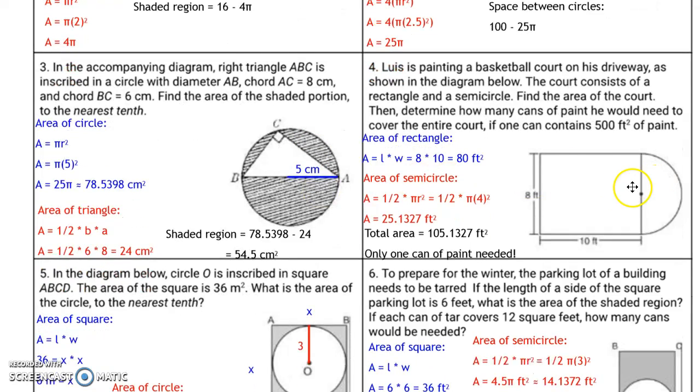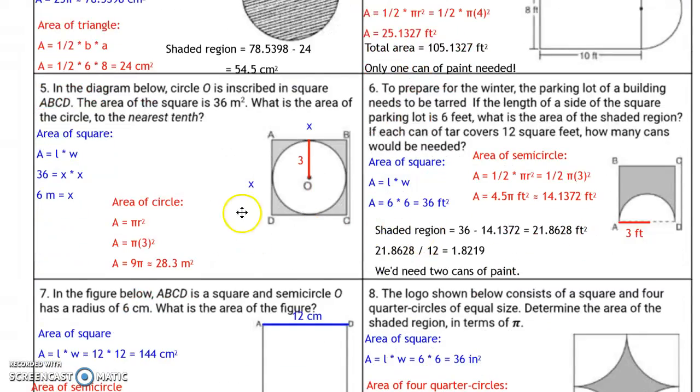In this case, it was two shapes that were put together. This is a rectangle and a semicircle. We found the individual areas and we added them together. And then it asks us, well, if 1 can of paint contains 500 square feet of paint, what can we do to cover the whole court? How many cans do we need? Well, the whole court is only 105 square feet, so we don't need more than 1 can of paint.